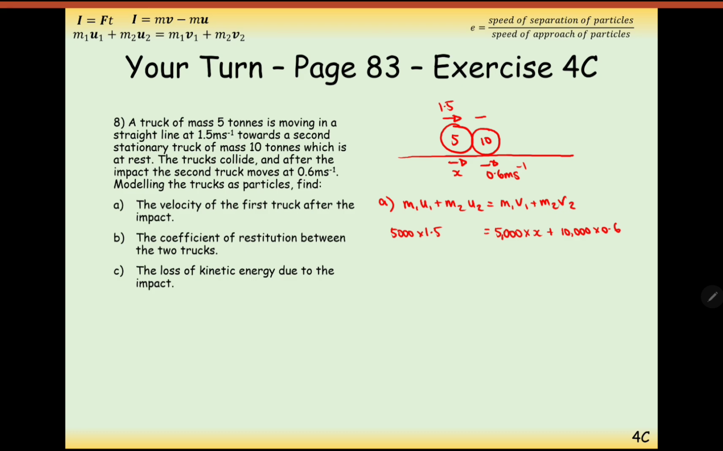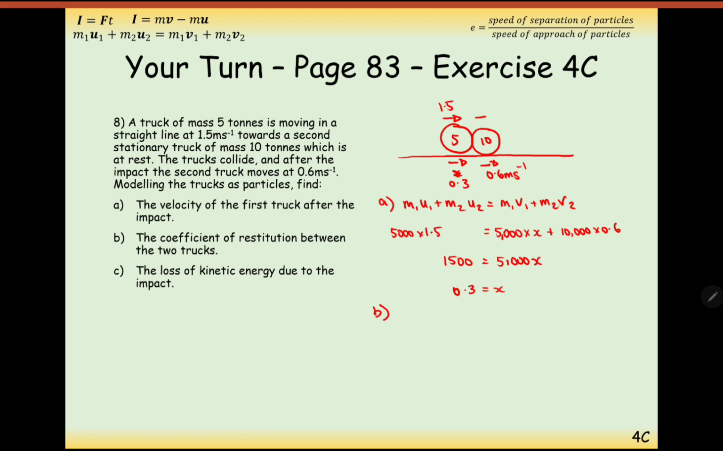So let's work it out. 5,000 times 1.5, take away 10,000 times 0.6, and that's 1,500 equals 5,000x. Divide by 5,000, and we get 0.3. 0.3 is our value for x, so it's moving in that direction with a speed of 0.3.